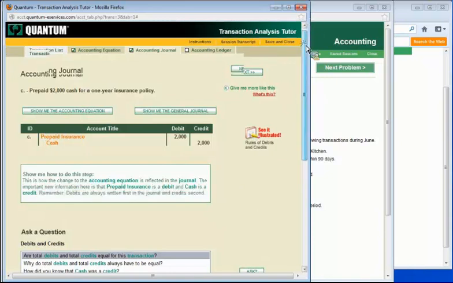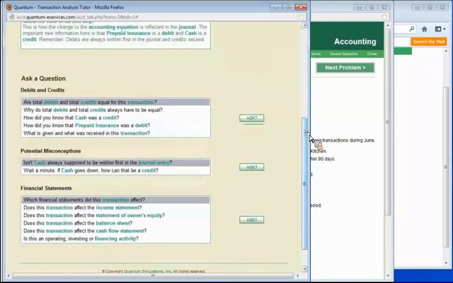Now, if we scroll down, you'll see that the questions have changed, and they do change continuously based on where I am in the problem as an individual and where I am just conceptually within the problem. So you'll see here that there are problems even around questions around financial statements, which is another topic available. There's questions around debits and credits, and there's even potential misconceptions.